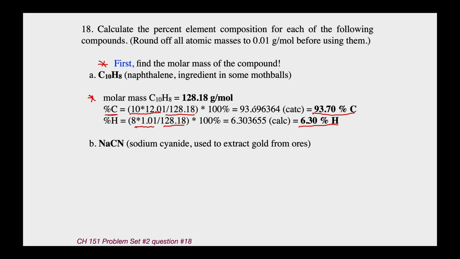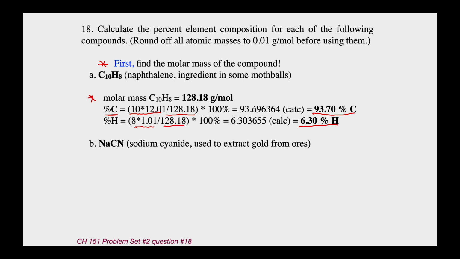93.70 plus 6.30 is 100. That's good. All the percentages together should be 100%. If it's like 99.99 or 100.1, again, that's not the end of the world. The doubtful digit is acting up on us all the time, but it should be about 100%.